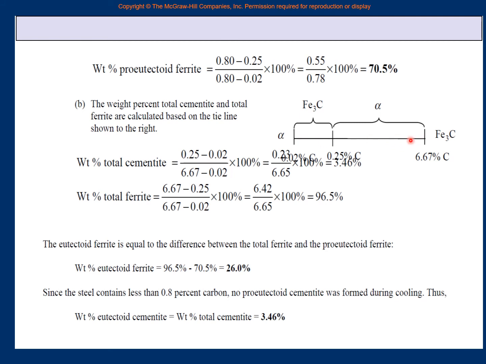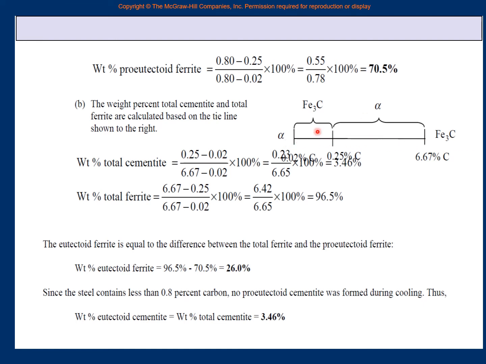So you have two of these lines. Suppose we forget about this one. On the left is alpha 0.02, in the middle is 0.25% carbon W naught, on the right is gamma 0.8%. So from there, this is the answer. Weight percent pro-eutectoid ferrite: if your ferrite is alpha, you go to the other side. So this is 0.8 minus 0.25, upon total 0.8 minus 0.02, right? This is the weight percent pro-eutectoid ferrite. And then you go below the line. So now it is this one.